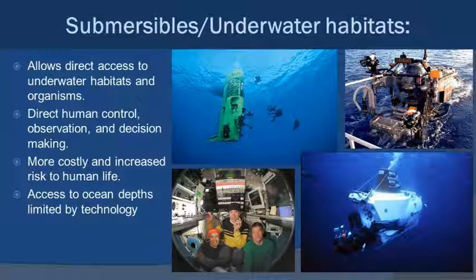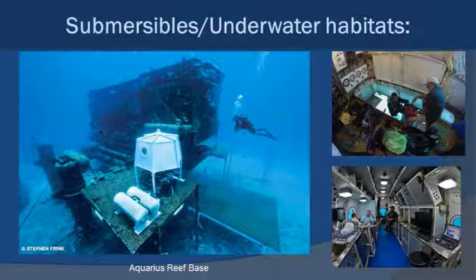The picture on the top right is the old Johnson Sea Link submersibles that ran out of Fort Pierce at Harbor Branch Oceanographic Institute. I got the chance to go down in this submersible to about 3,000 feet, which is its max depth. It's really a thrill to be able to go down and explore in person, but of course submersibles have their drawbacks. They cost tens of thousands of dollars a day to run, and of course there is a human risk factor.